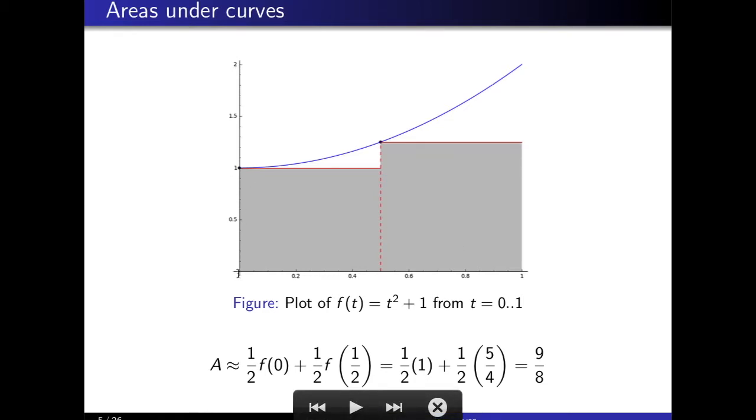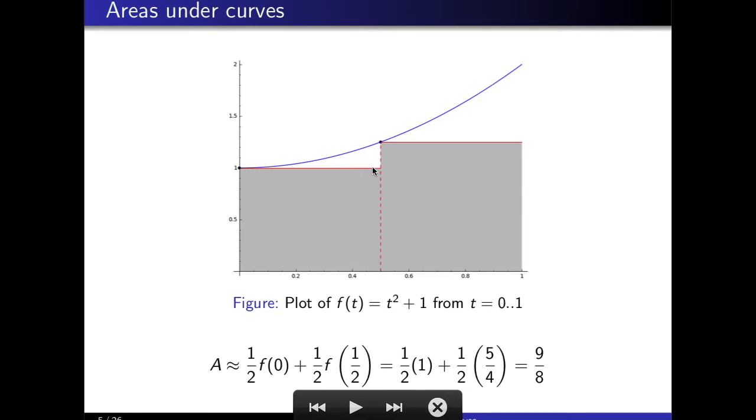So what I'm going to do is split my interval from 0 to 1 into two smaller regions, 0 to 1/2 and 1/2 to 1, and then I'm going to come up with heights for the rectangles and use that to approximate the area of the whole region. So here I have one rectangle with width 1/2 and height 1, then I have another one with width 1/2 and height 5/4. And to get my approximate area, I can just add the area of these two rectangles. So I have 1/2 times 1 plus 1/2 times 5/4, which is 9/8.